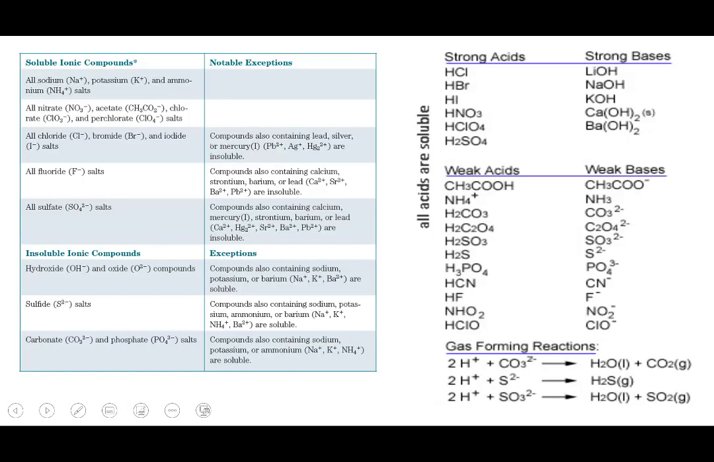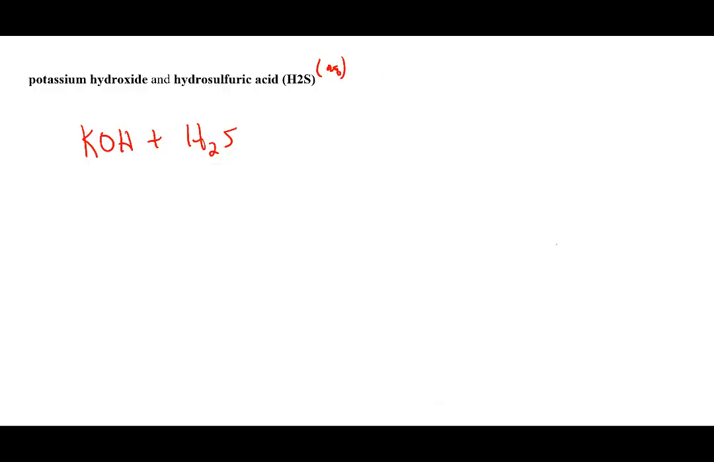Okay, potassium hydroxide and hydrosulfuric acid, which is H2S, and that's aqueous, dissolved. So potassium hydroxide is KOH. That's obviously a strong base. H2S is a weak acid. We can see it on our acid sheet here. The product, when that acts as an acid, is the thing found on the other side. It'll be S2 minus, the sulfide ion.